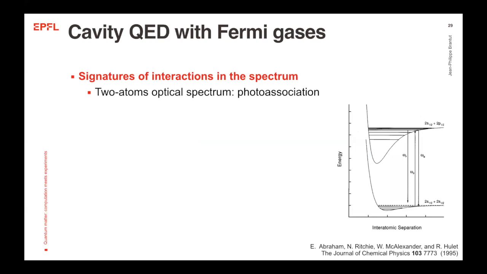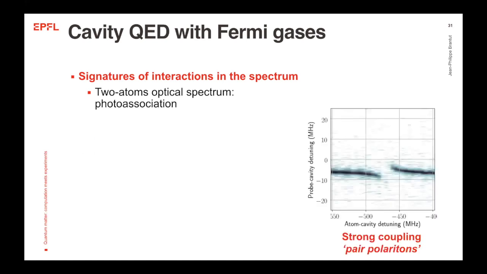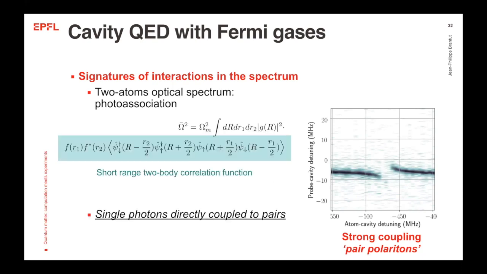And now the cool thing is that the light matter coupling is actually much more complicated. You have a situation in which you kill a photon, you take an atom of spin up and an atom of spin down, and you make it a molecule. And what this means is that when you see strong coupling in these transitions, which we do, if we zoom in strongly enough, we are actually making some kind of pair polaritons by which we have single photons directly coupled to the pair correlation function. And it's a few lines of math to start from this Hamiltonian I showed you and deduce that the Rabi splitting we observe here is directly proportional to the pair correlation at short distance.